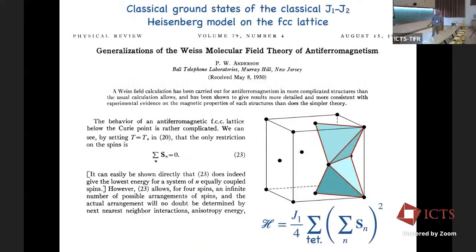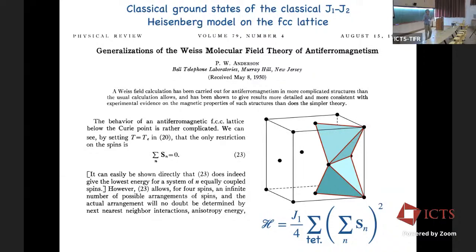Theoretically, in 1950, Anderson already looked at the FCC lattice, and this is from his paper. Amusingly, I learned today that the behavior of the antiferromagnetic FCC lattice below the Curie point is rather complicated, and this is absolutely true. You can see by the Anderson equation that the only restriction on the spins is that the sum of the spins on a tetrahedron shall be 0. In other words, we can write the Hamiltonian as a sum over tetrahedra of the squared sum of the spins. This is for classical spins; in case this is 0, this is the lowest possible state, and that will be our ground state.